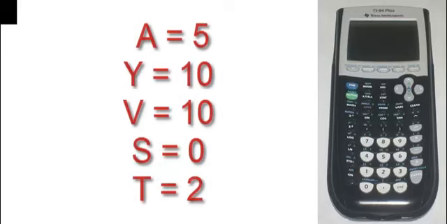Welcome to part 3 of how to program the kinematic equations into your TI-83 or TI-84 calculator. Before we begin, we're going to use predetermined values of all the variables just to make sure that the program is running efficiently and correctly. For this, we're going to use the values acceleration equals 5, displacement equals 10, velocity equals 10, initial velocity equals 0, and time equals 2.